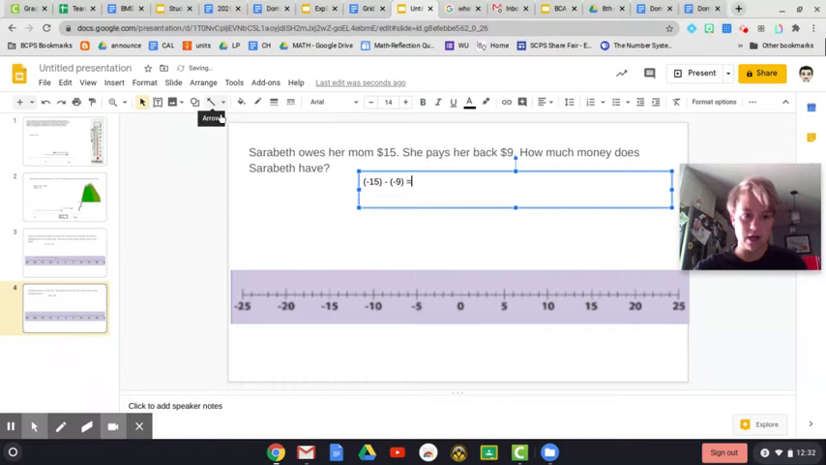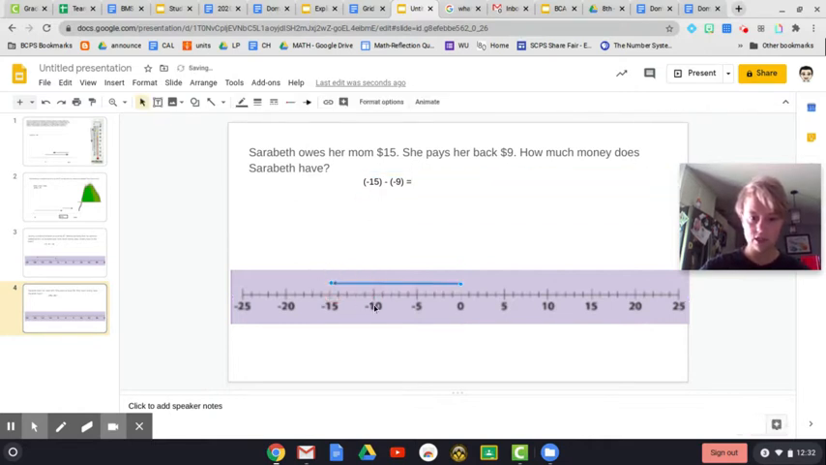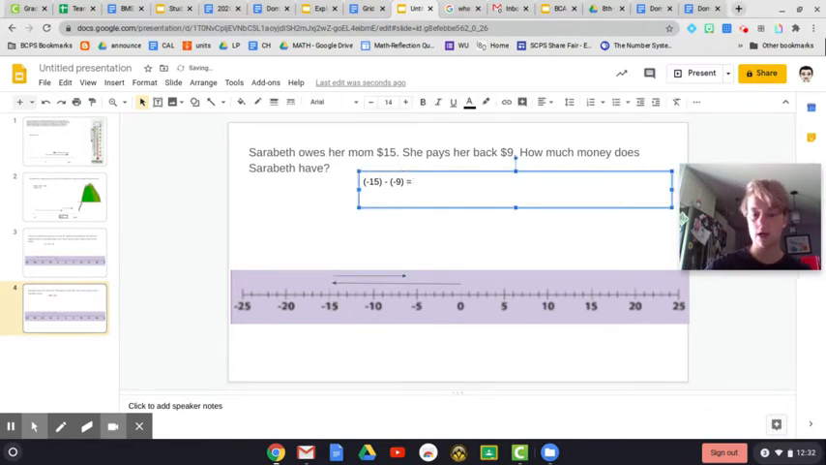So we will get our arrows here, and we always start at 0. We're going to go back to negative 15. So there's the initial amount that she has borrowed. And then she pays her back $9. So we're going to start here and move up 9 units. So here's 5 units, 6, 7, 8, and 9. So Sarah Beth has negative $6. She still has to pay her mom $6 before she can be considered even.